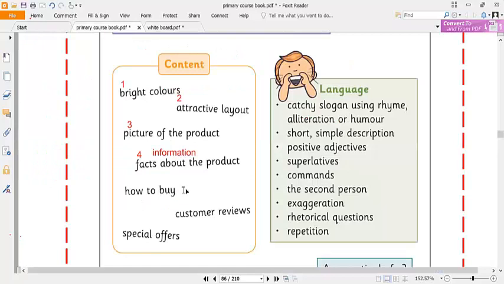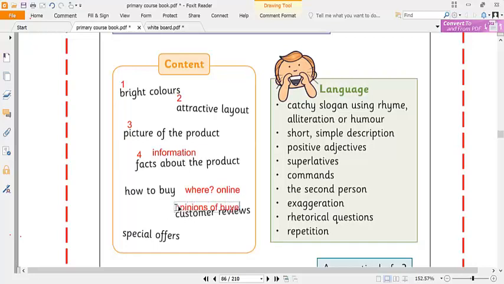Next, how to buy it. Tell me the information about where I can buy it. Is it online or on campus? Customer reviews. ايه معناها؟ معناها opinions of buyers. يعني الناس اللي اشتروا المنتج ده رأيهم فيه ايه؟ Reviews of the customers. And special offers اللي احنا بنقول عليها ايه؟ Sales.